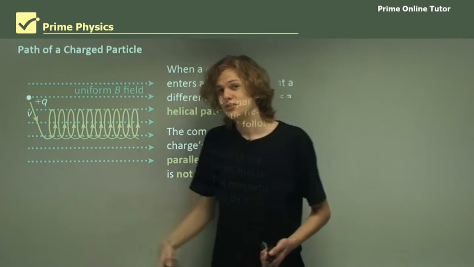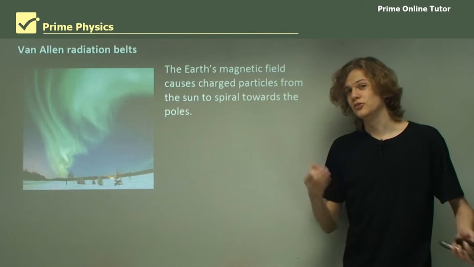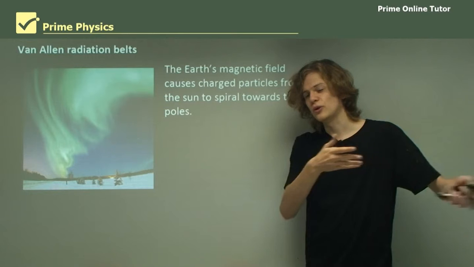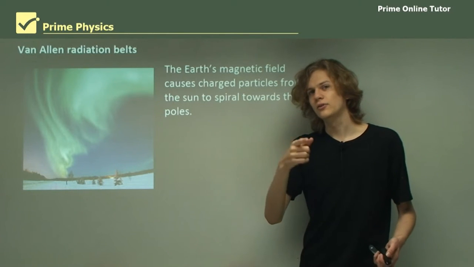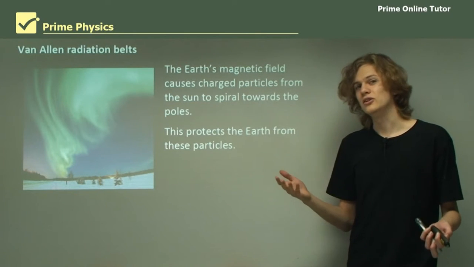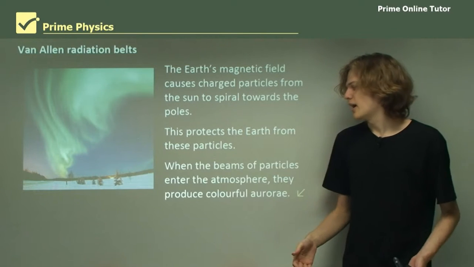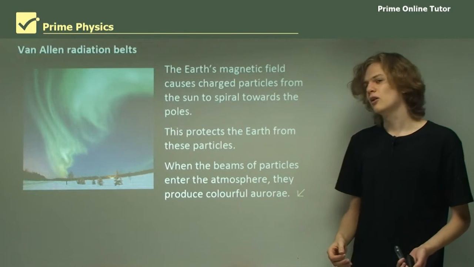And in fact, we can see this in nature. When charged particles come at us from the sun, they interact with the Earth's magnetic field. They don't come in straight at right angles, so they follow a helical path and follow the line of the magnetic fields to the poles. And this protects the Earth from being struck by these charged particles, which might otherwise be damaging to us. And when the beams of particles interact with the atmosphere of the Earth, they produce colourful aurorae.